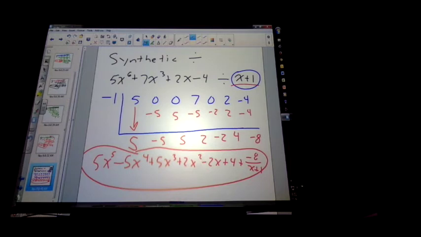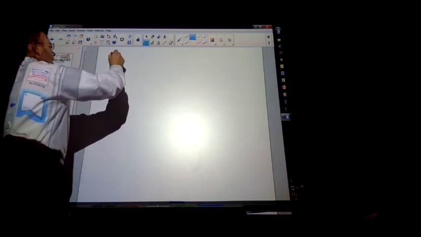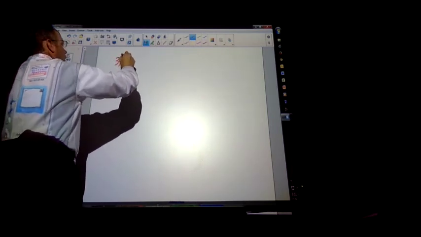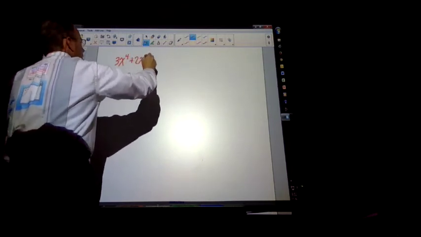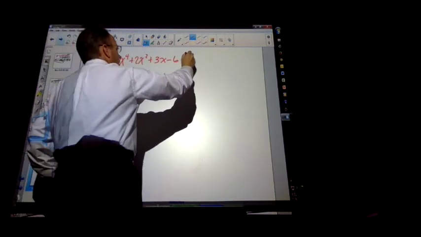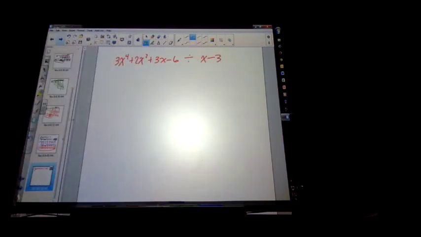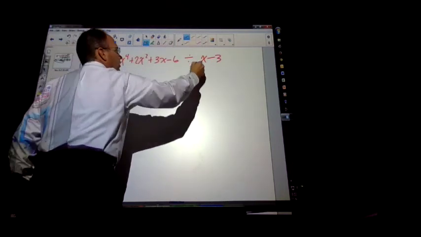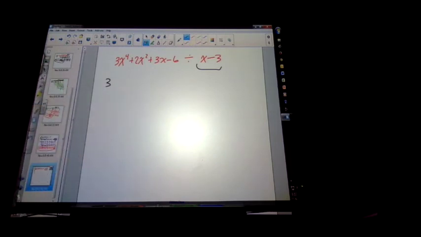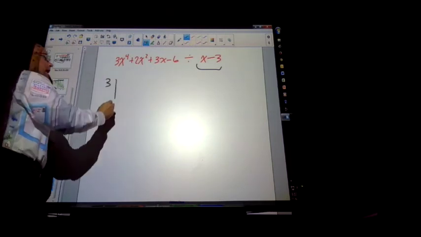Should we see another one? Just for fun. Okay. Here we go. Can I move on? All right, let's go. Synthetic divide: 3x to the fourth plus 2x squared plus 3x minus 6 divided by x minus 3. Okay, x minus 3 equals 0, so I'm dividing by what? 3, so this is going to yield me 3. Still with me? Make this upside down contraption.